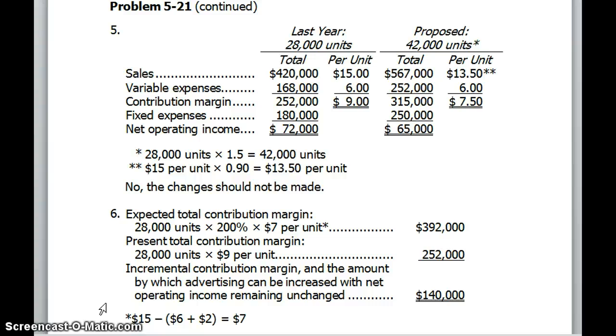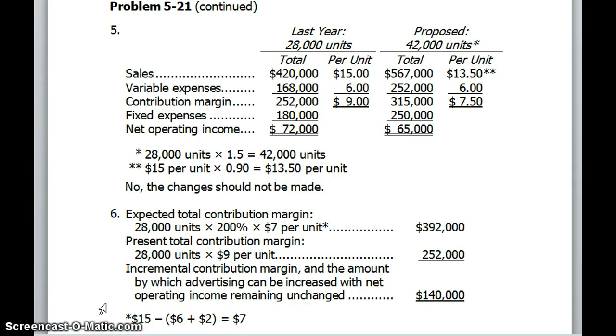Those 42,000 chairs at a selling price of $13.50 per chair would yield revenue of $567,000. The $13.50 selling price is the original $15 less 10%. We reduced the selling price by 10%, or $1.50. Our new sales price is $13.50 per chair. Our variable cost is $6 a chair. Contribution margin is $7.50 per chair.